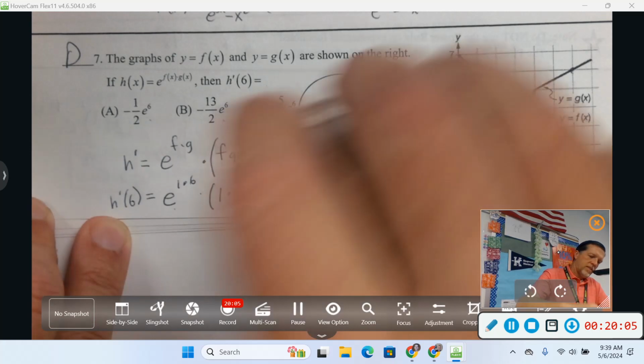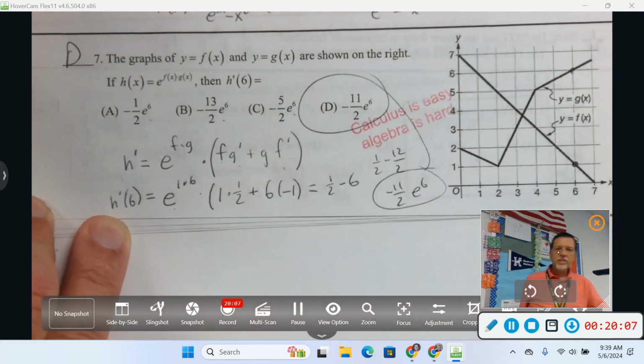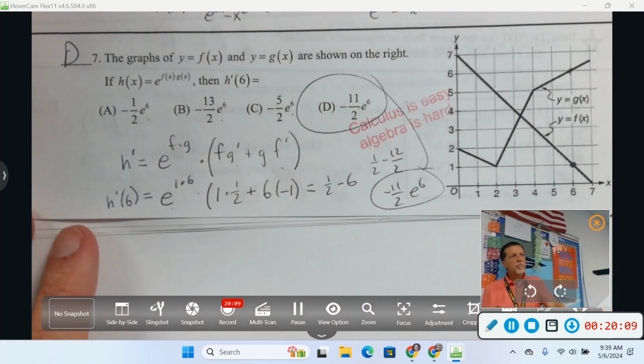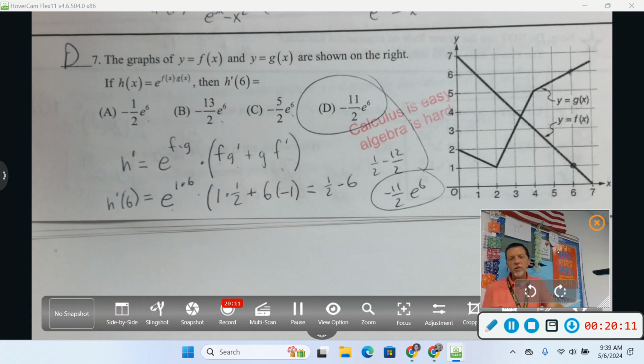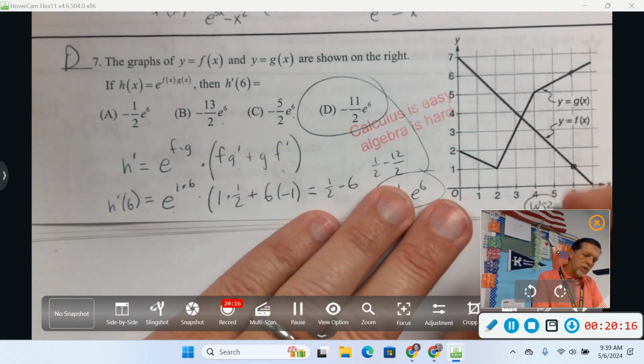So, calculus easy, algebra's hard kind of day. Because the calculus derivative is pretty straightforward. It's all the algebra after that. That's a problem.